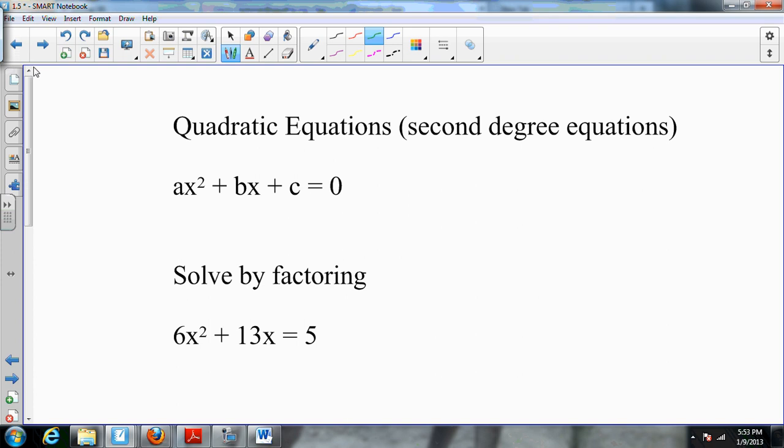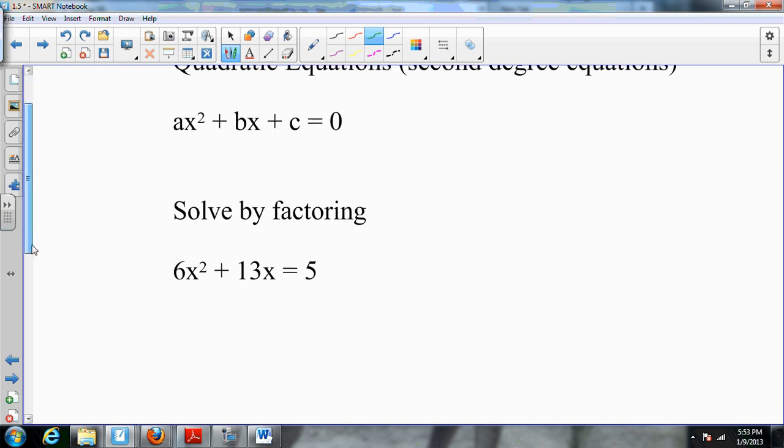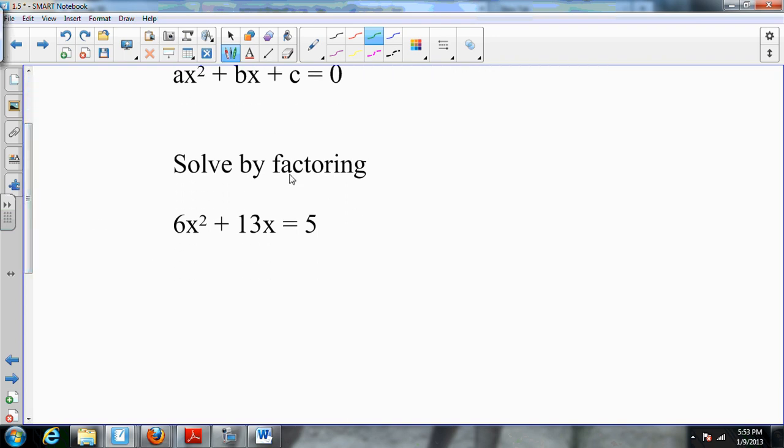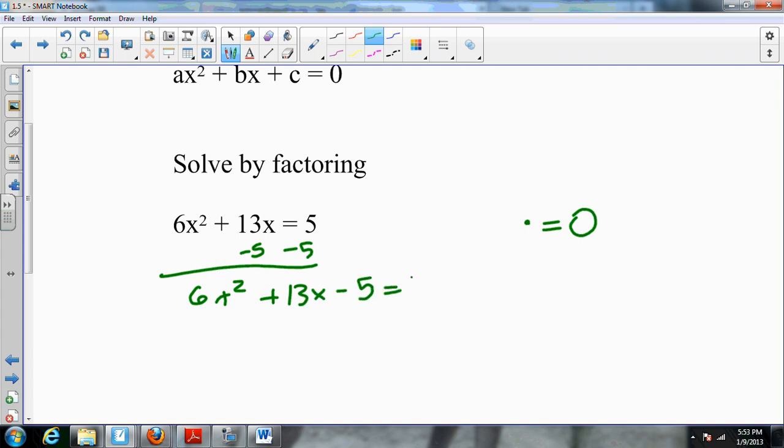Quadratic equations are second degree equations because our highest exponent is 2. Its standard form is ax squared plus bx plus c equals 0. One way we can solve it is solving by factoring. We have to have the quadratic equal to 0. So if it's not, we have to get it in that form. So we need to equal 0, subtract the 5 to the left side. X squared plus 13x minus 5 now equals 0.